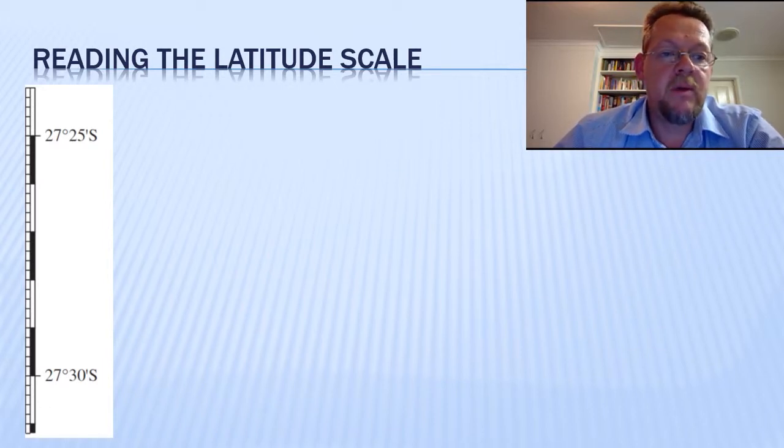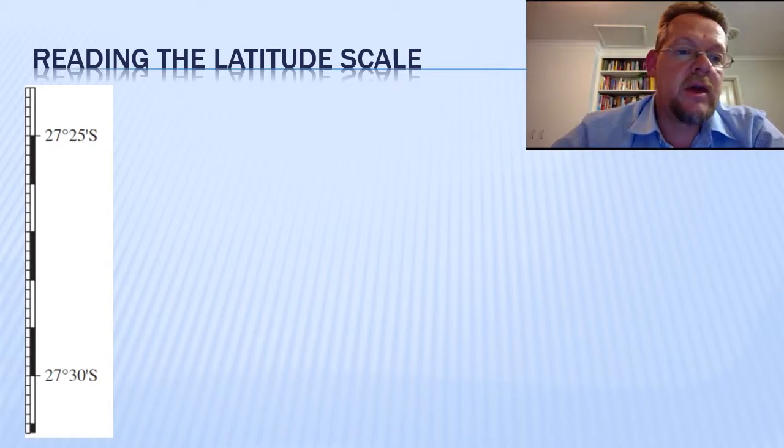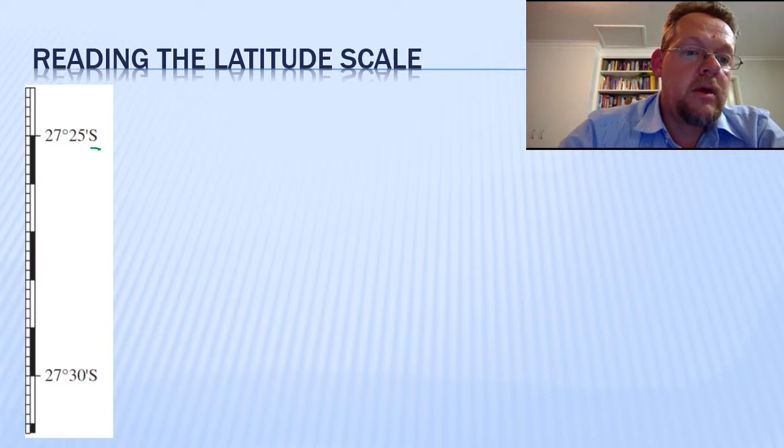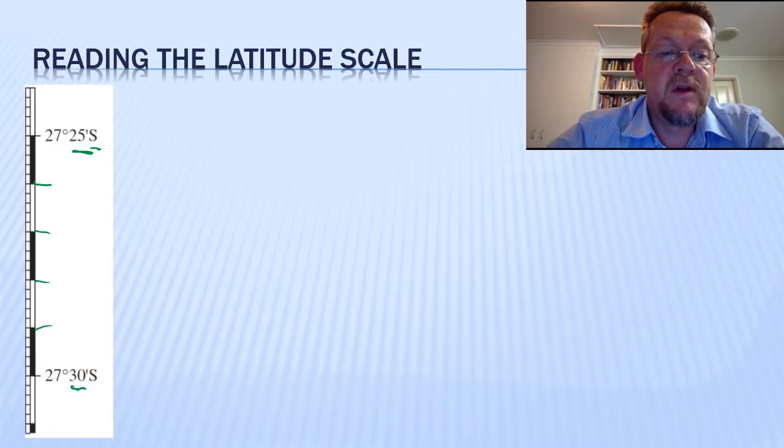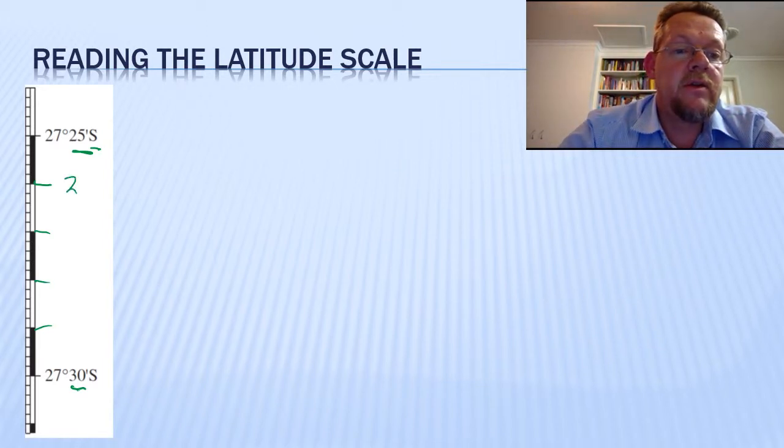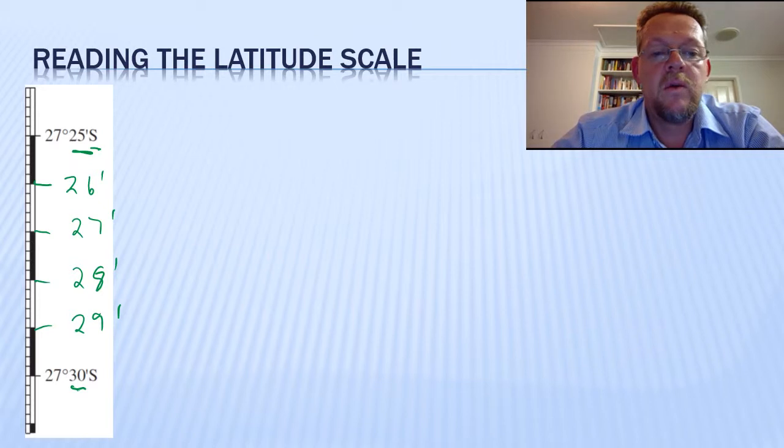Just remember, be quite careful with reading the latitude scale. Look at the minutes here, so I can see that I've got 1, 2, 3, 4, 5 spacings. So 5 spacings, and there are 5 numbers from 25 minutes to 30, so that I know that this is going to be 26 minutes, 27 minutes, 28 minutes, 29 minutes, and so on.